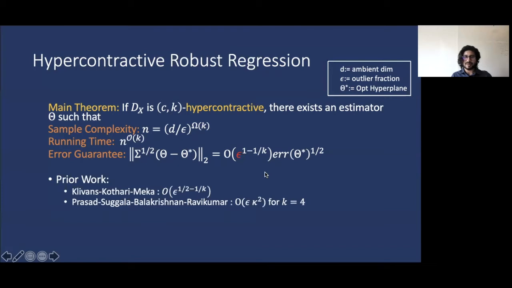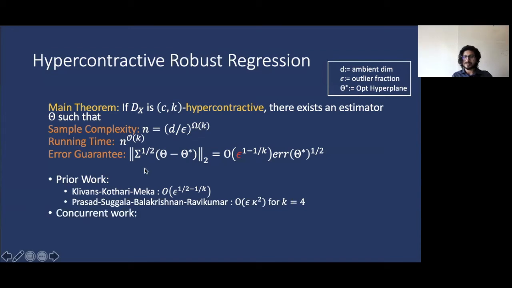There's another paper by Prasad, Suggala, Balakrishnan, and Ravikumar, which gets an epsilon times kappa squared dependence, where kappa squared is the condition number of the covariance matrix sigma. However, in general, the condition number can be quite large and even dimension dependent. So this guarantee is not that desirable in such a setting, and it holds only for k equals 4.